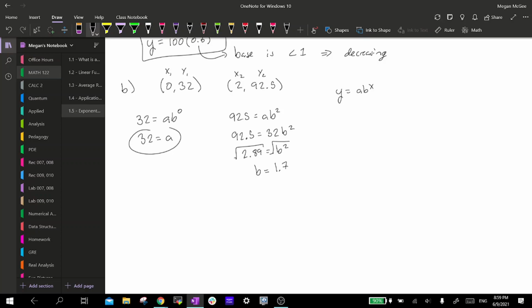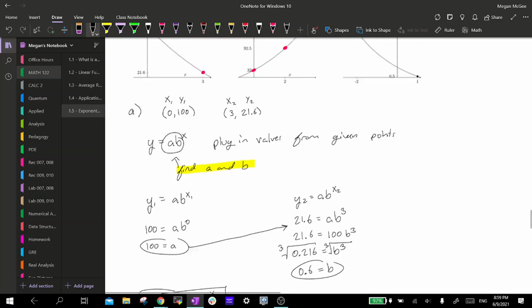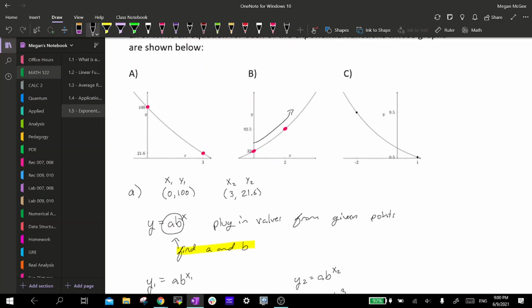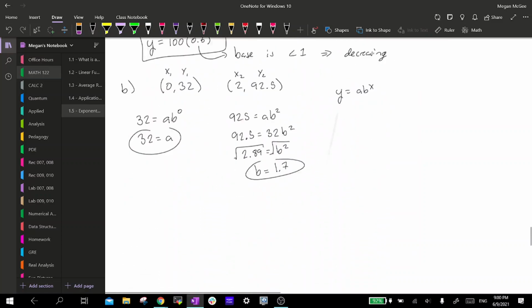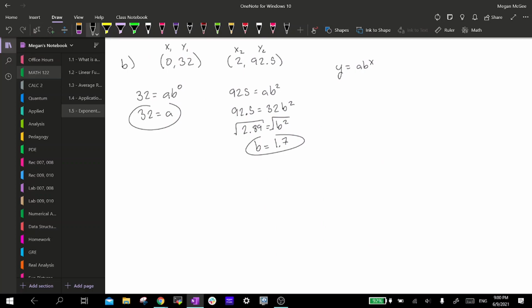So we have found a and we have found b. Technically b could be positive or negative because of the square root. However, we notice that our function is increasing, so we want it to be positive and greater than 1. So our function is y is equal to 32 times 1.7 raised to the x. And that is our equation for graph B.